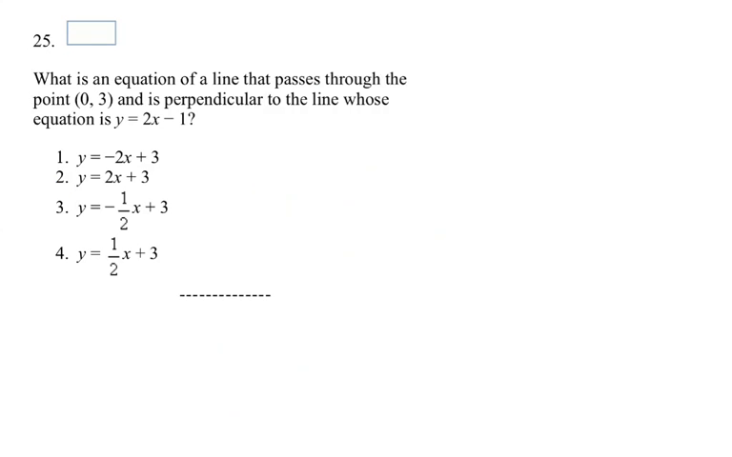Alright, let's look at number 25. Once again, we are looking for a line that passes through (0, 3) and is perpendicular to this one. The fact that it has to be perpendicular to 2, since it's positive, the negation of positive is negative. The reciprocal of 2 is 1/2. So we are looking for something that has a slope of negative 1/2, and that seems to be choice 3. Because that was the only choice, I guess we didn't even have to worry about the point in this case.